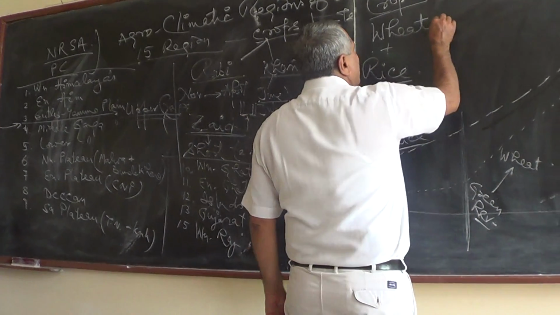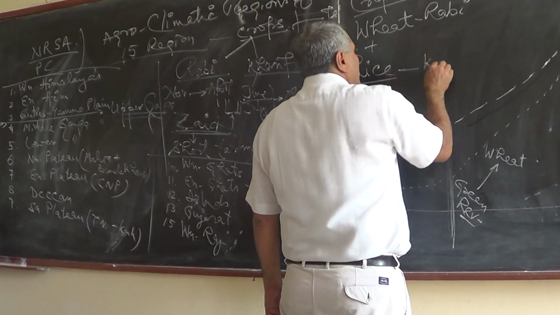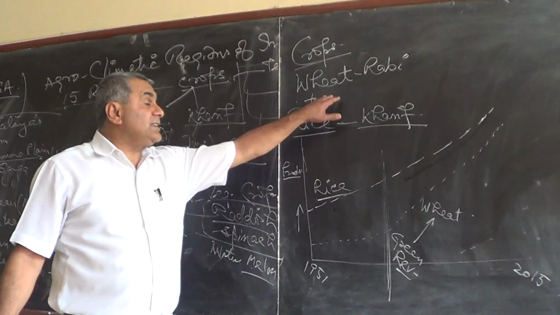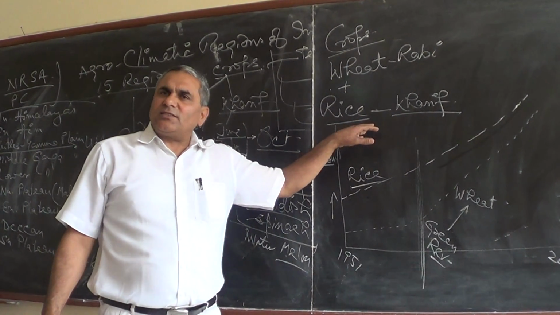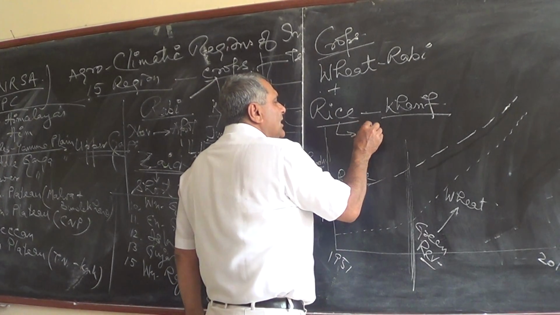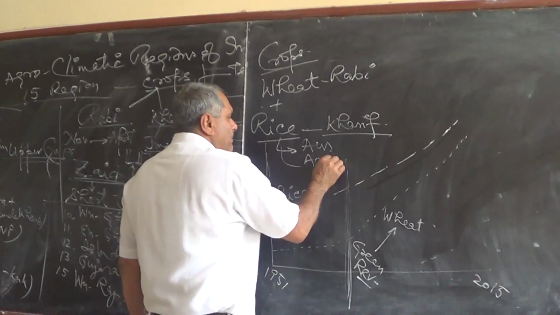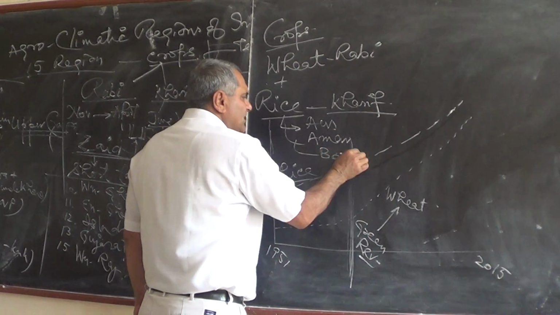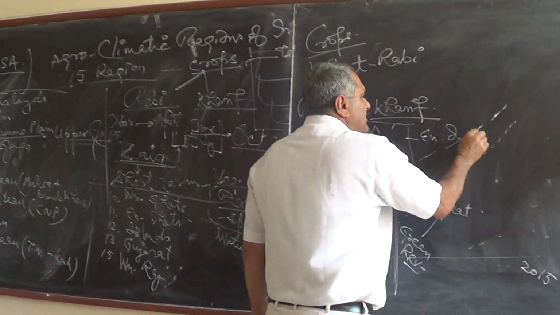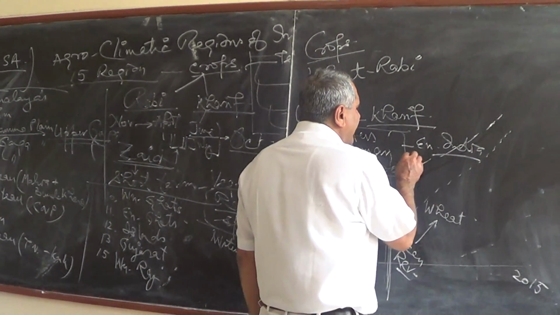Wheat is a rabi crop, and rice is a kharif crop. But this cropping nomenclature is only for North India. Like in Bengal, rice is cultivated in all 3 seasons: Aus, Aman, and Boro. These are the 3 cropping seasons in eastern India, in Assam and Bengal. And in Tamil Nadu, they are called Han and Kar.